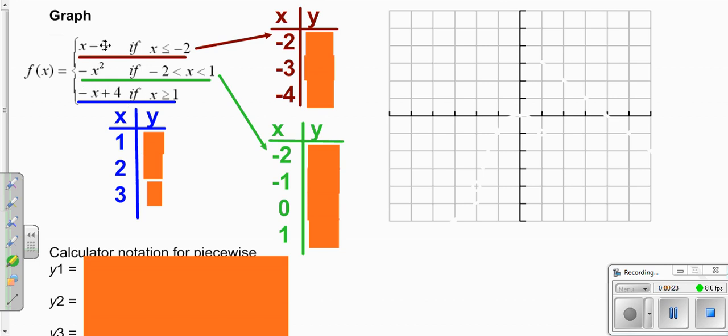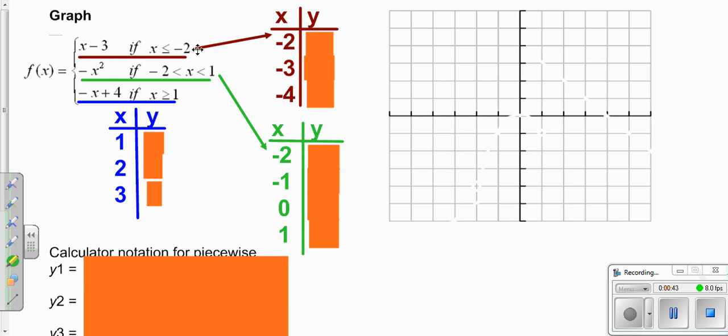Sometimes piecewise functions meet up with each other when they go from one piece to another piece. Sometimes they do not. So the part that's after the if tells you your domain. So it says I need to try numbers that are less than or equal to -2. So I can try -2, -3, -4, and then that pattern would go on.